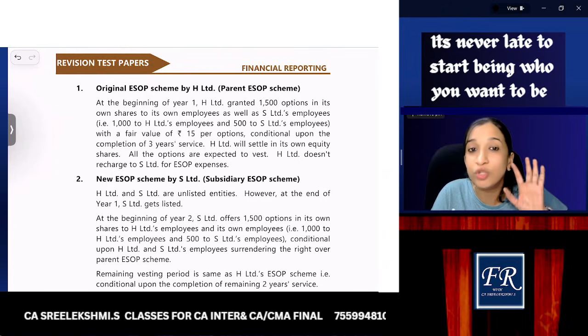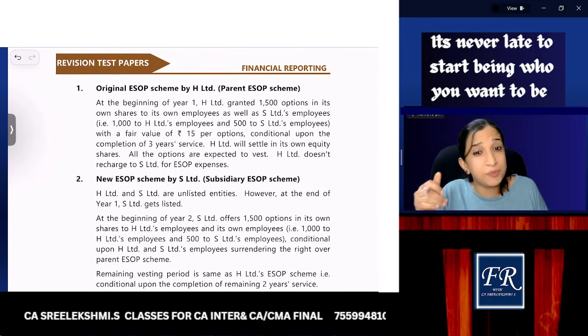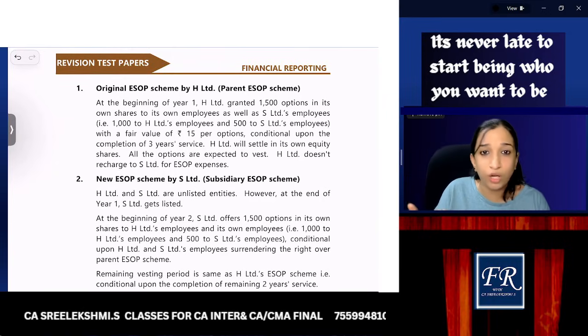We know that in the books of parent we will be debiting investment in subsidiary, and in the books of subsidiary we will be crediting capital contribution from parent. So here, what is this?